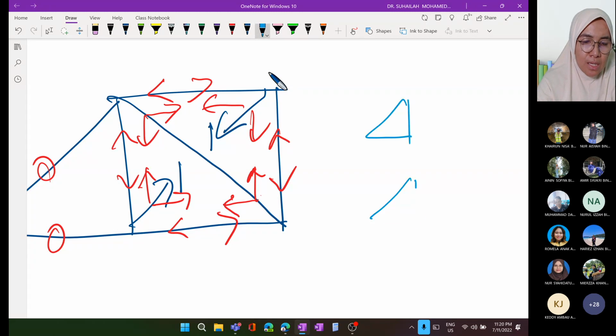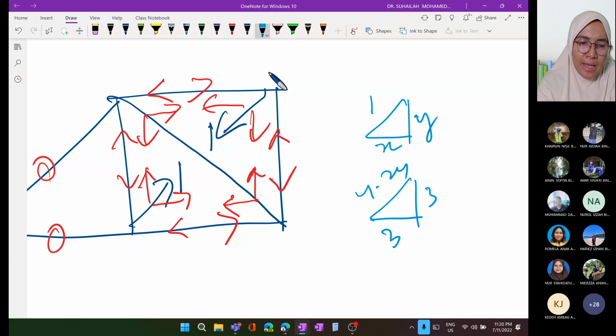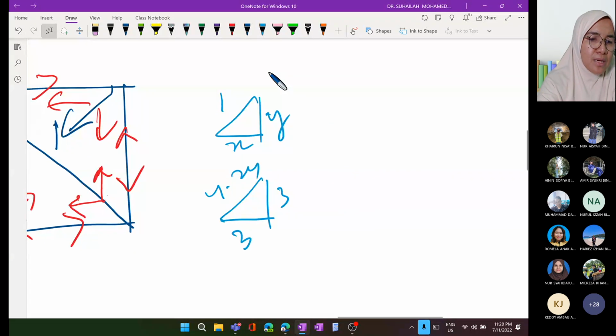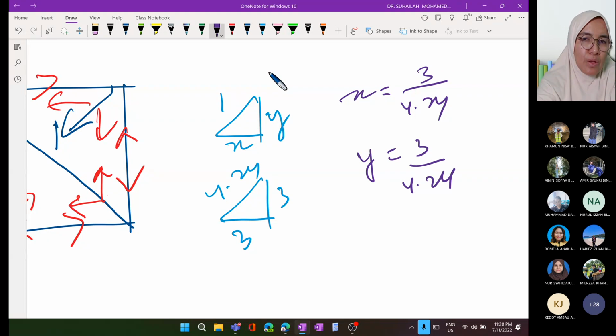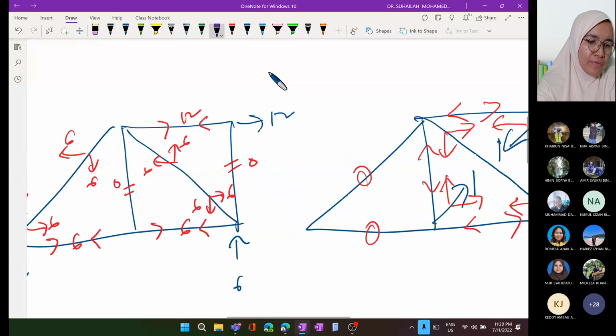Macam ni. Okay, one is hypotenuse. So, tadi kan 3, kan? 3, hypotenuse is 4.24. So, kita dapat X and Y. Macam mana calculate dia? Macam mana calculate X and Y? X is 3 over 4.24. Okay, Y also 3 over 4.24. Okay, so that is why we get 0.707.